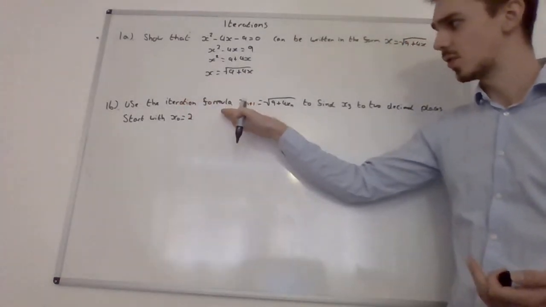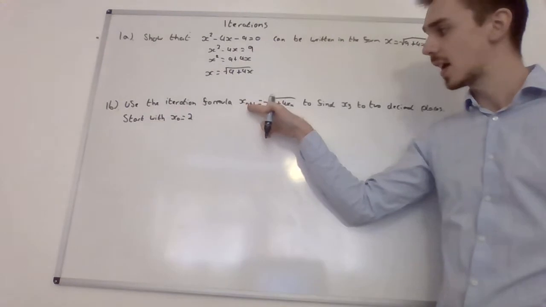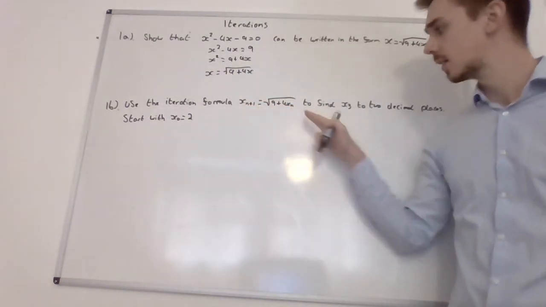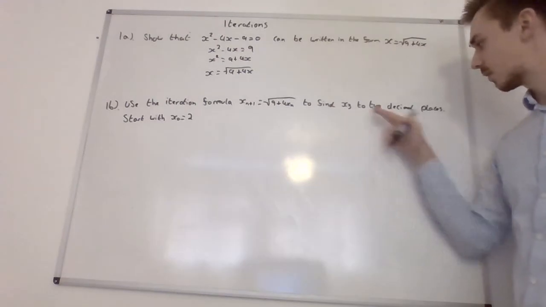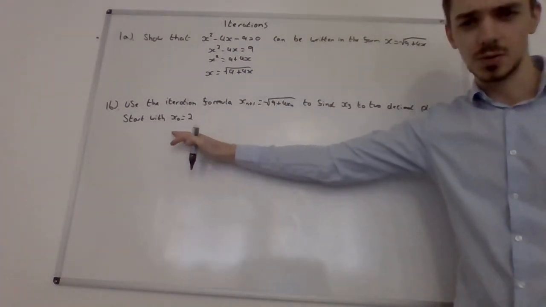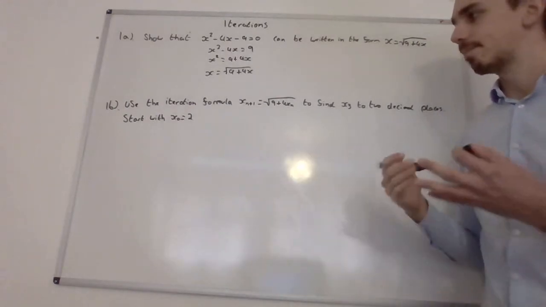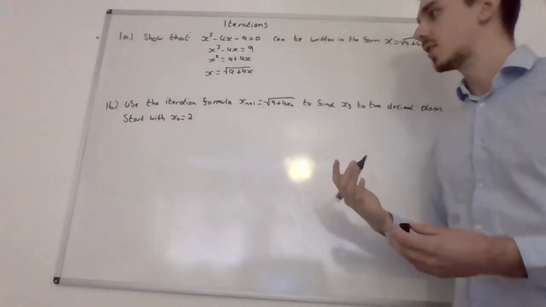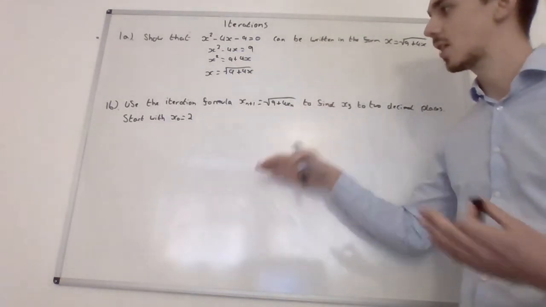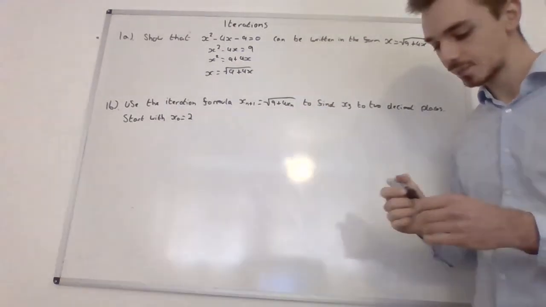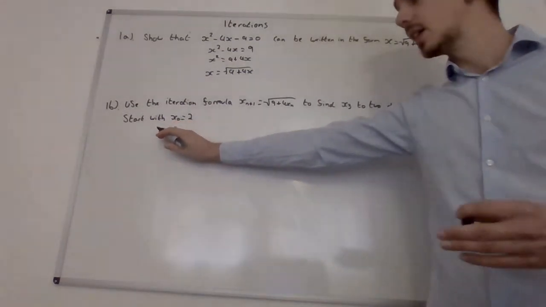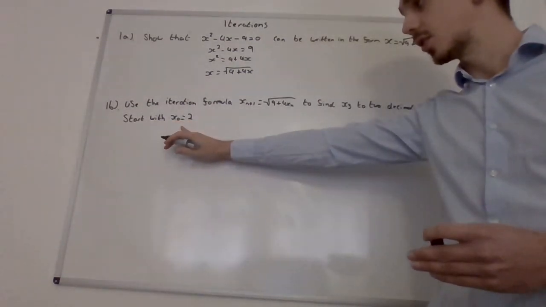Use the iteration formula x n plus 1 equals the square root of 9 plus 4 x n to find x3, to 2 decimal places. Start with x0 equals 2. This can sound really quite confusing if you don't understand iteration yet, but I'm going to explain what we're going to be doing for each bit. It will always give you whatever x0 should be. Here it's telling us that x0 is going to be 2.